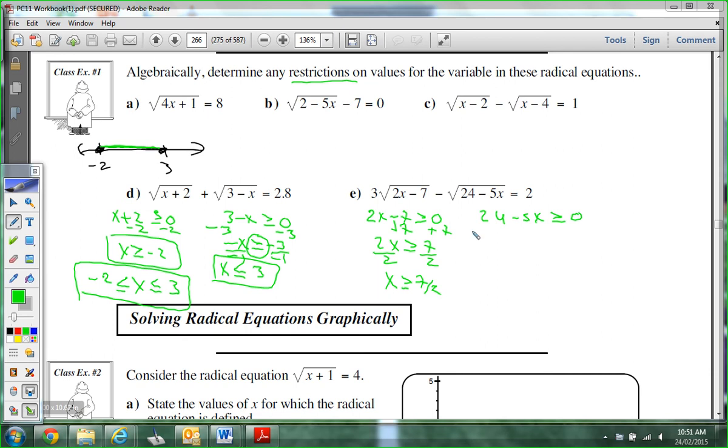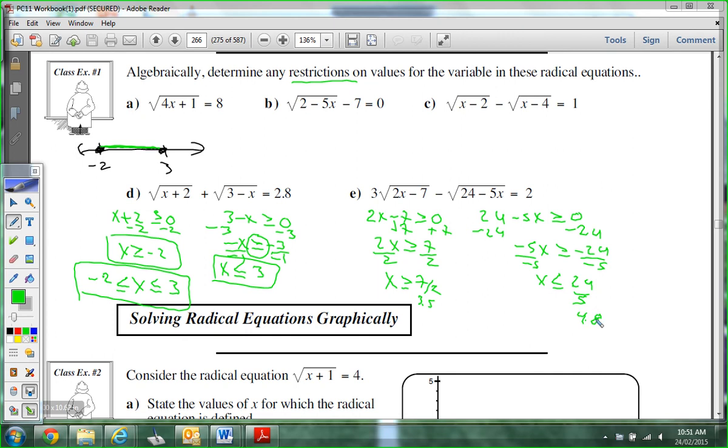Second piece, minus 24. Negative 5x greater than or equal to minus 24. Divide by negative 5. x less than or equal to 24 fifths. Okay, so you understand, how big is 7 halves, decimal-wise? 3.5, right? 7 halves is 3.5. How big is 24 over 5 about? Yeah, 4.8. So just so you understand, this is bigger than 3.5, smaller than 4.8.